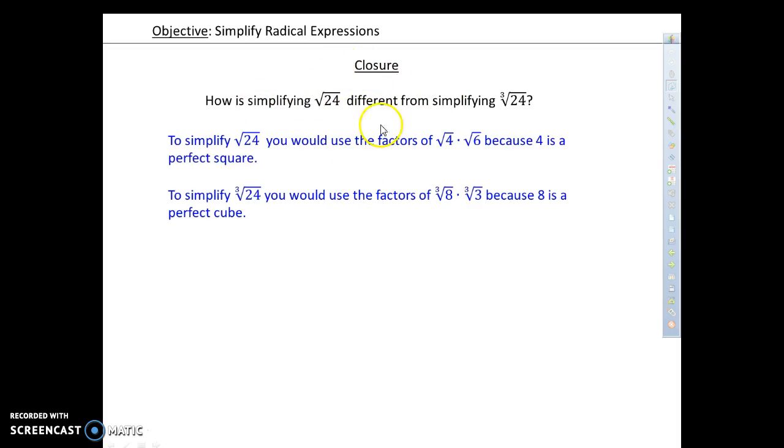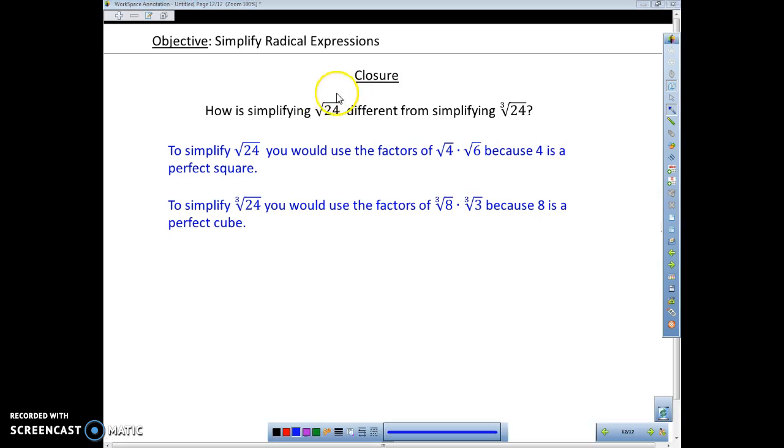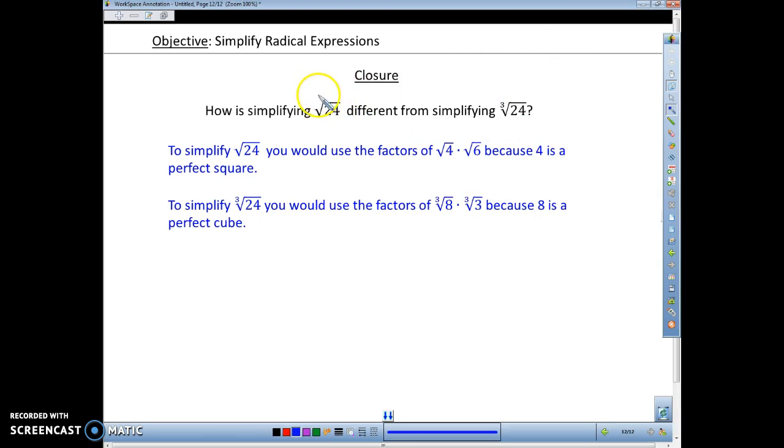If we're thinking about this, in order to simplify the square root of 24, we have to identify, are there any perfect squares in here? 24 is not a perfect square, so I pull that 4 out. I'm going to split 24 into 4 times 6, and when I do this, I can take the square root of 4, so this becomes 2 root 6.